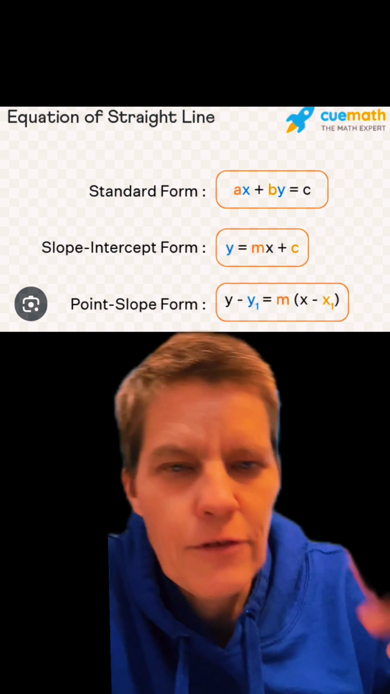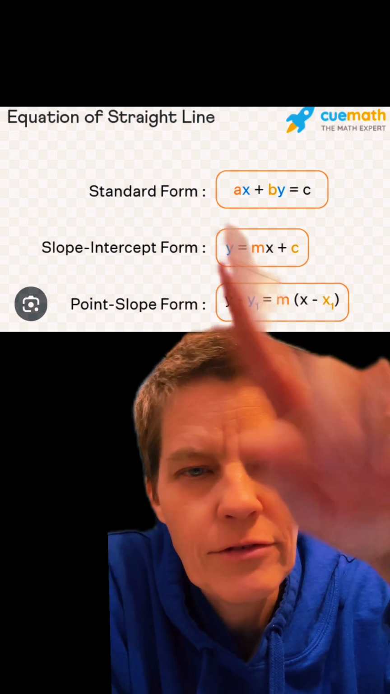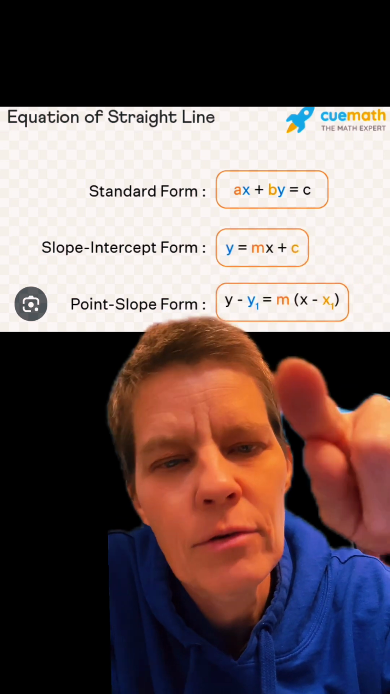The top one is standard form. This is the one that kids learn, slope intercept right away. Standard is written, they did lowercase. I should have gotten something else. Q math, bad on you.